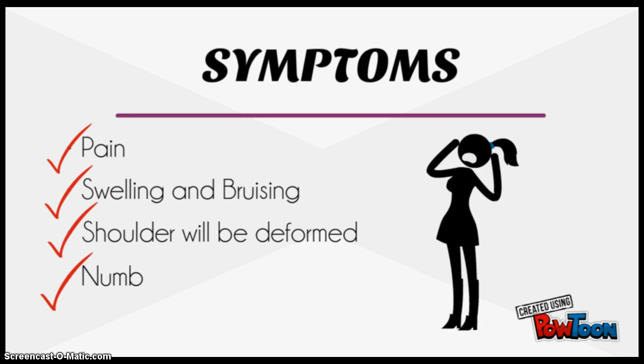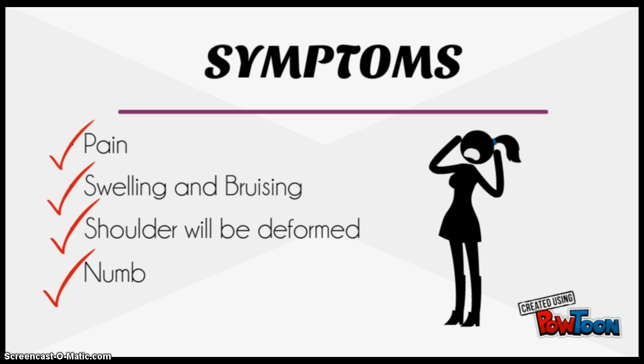So there are 4 symptoms in this injury. The first is pain. Second is swelling and bruising. The third is shoulder will be deformed and numb. The pain will usually occur in your upper arm and shoulder. This will affect your movement of shoulder.